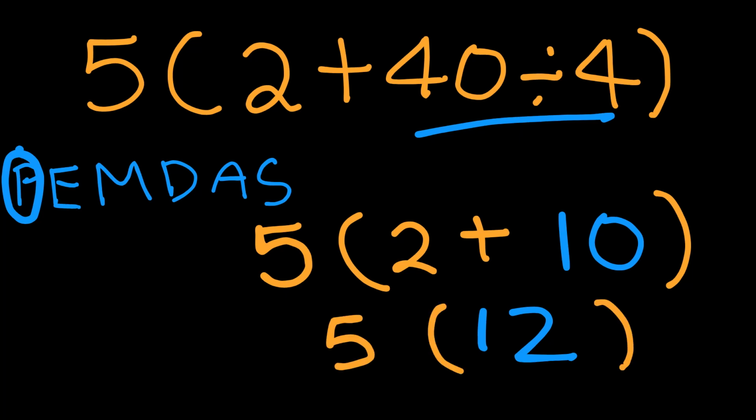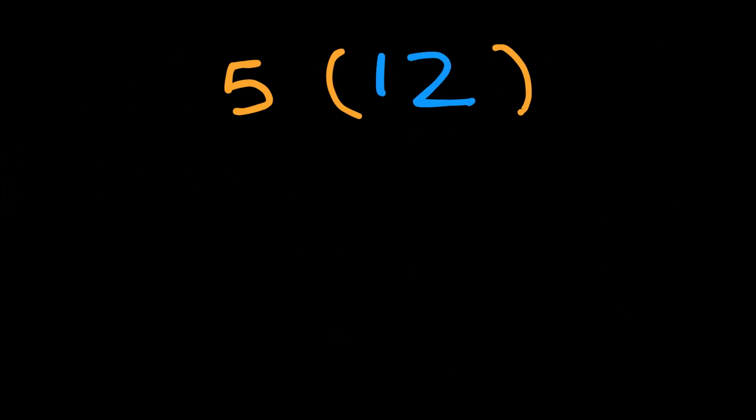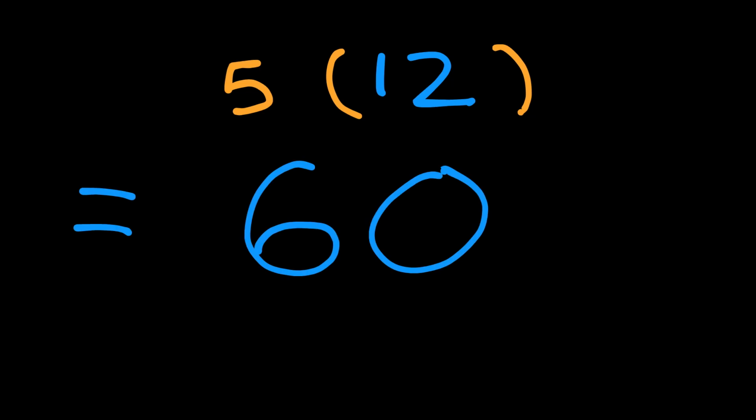So now we have 5 times 12. That's straightforward. 5 times 12 equals 60. And there it is. The correct answer is 60.